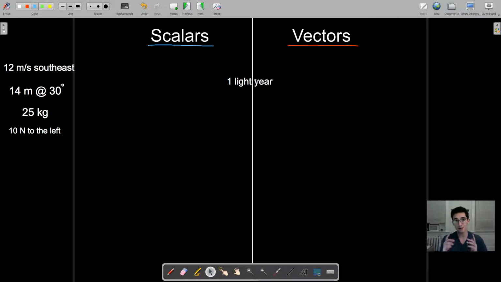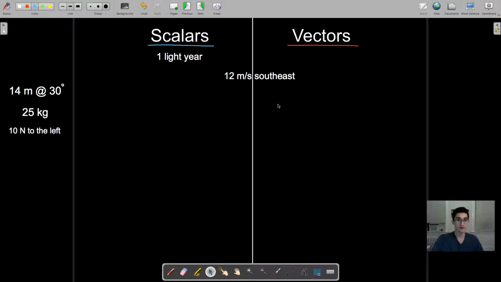So pause the video for a second, see what you think it is. And okay, 1 light year has no direction associated with it, so this is going to be a scalar. Okay? Now the next one, 12 meters per second southeast. Take a second to pause the video, see if you can decide which one it is.